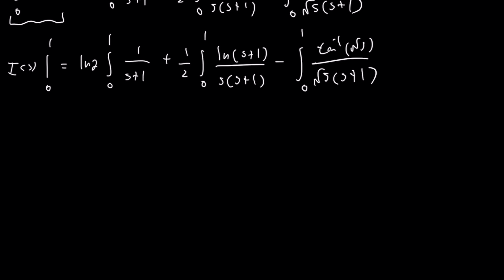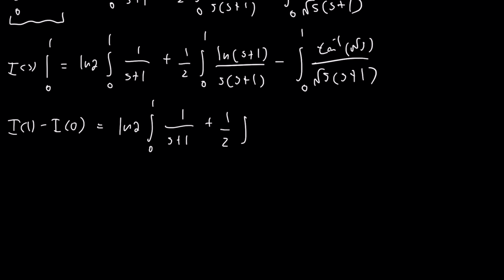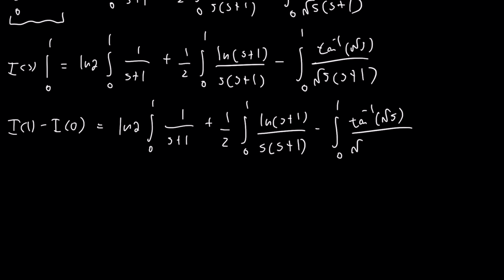But evaluating at the limits, we have I of 1 minus I of 0 equals the natural log of 2 times the integral from 0 to 1 of 1 over s plus 1, plus 1/2 the integral from 0 to 1 of the natural log of s plus 1 divided by s times s plus 1, minus the integral from 0 to 1 of the inverse tangent of the square root of s divided by the square root of s times s plus 1.